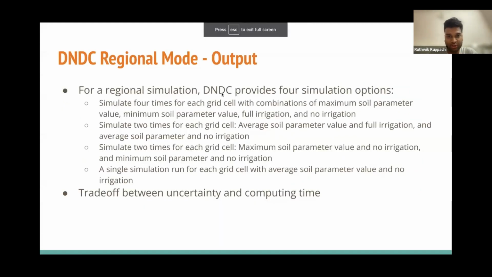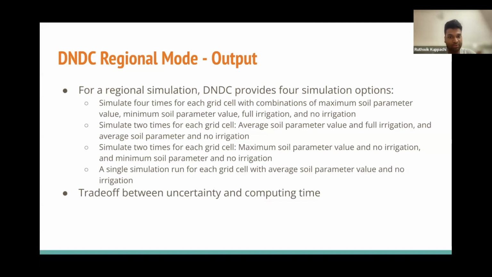So again, this is for the regional mode. So the output again is somewhat similar in terms of what parameters, or what data, you get from the modeling, from the simulation. It's just structured a little bit differently.